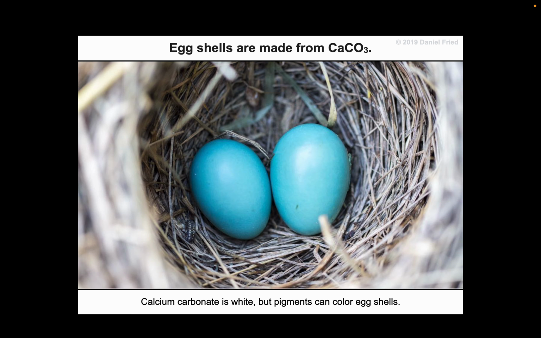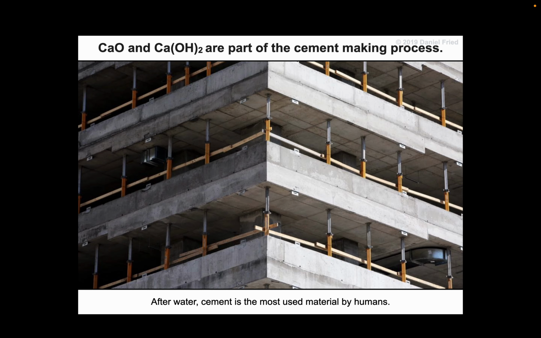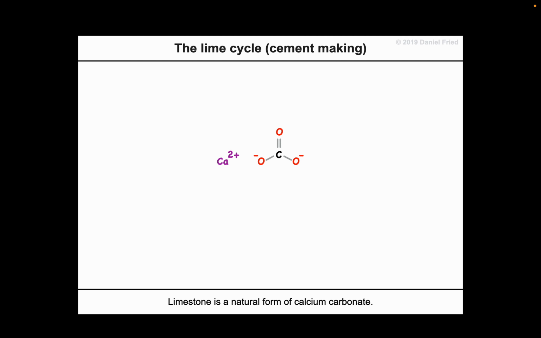Eggshells are made from CaCO3. Calcium carbonate is what a pigment can color in eggshells. CaO and Ca(OH)2 are part of the cement making process. After water, cement is the most used material by humans.